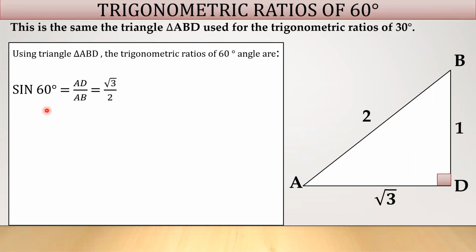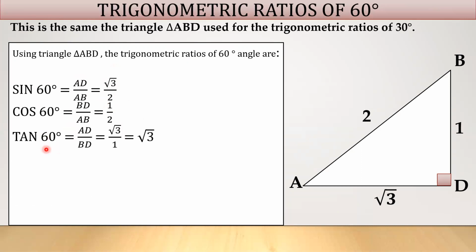So, sin 60 is equal to AD over AB equals, substitute, square root of 3 over 2. Next, cosine 60, we have BD over AB. Substitute the given, 1/2. Tangent 60, we have AD over BD. Square root of 3 over 1 or simply square root of 3. Cosecant 60, so AB over BD. Substitute the given. So, 2 over square root of 3.